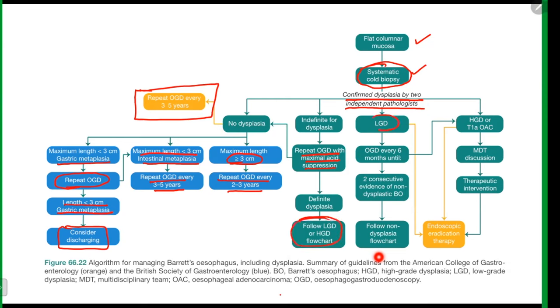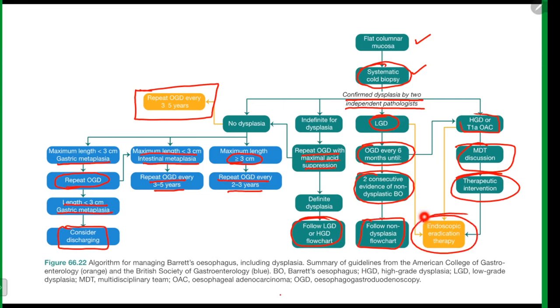For low grade dysplasia, what do you do? OGD every 6 months until 2 consecutive evidence of non dysplastic Barrett's esophagus. Once it becomes non dysplastic Barrett's esophagus, follow the non dysplasia flowchart. If you are going to have high grade dysplasia, or T1A esophageal adenocarcinoma, then you go for a multidisciplinary team, a therapeutic intervention, and endoscopic eradication therapy is followed.